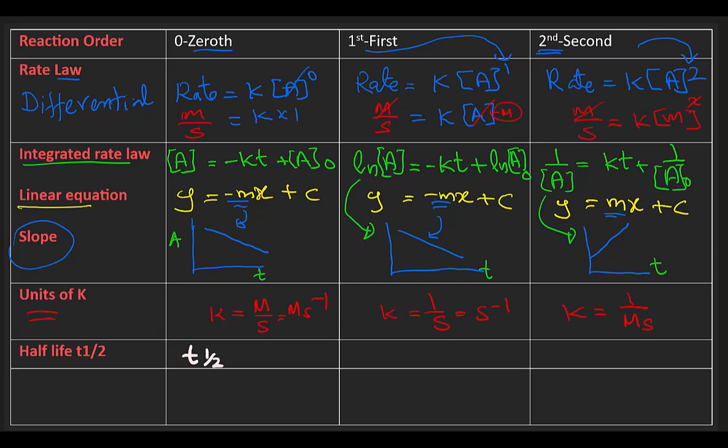Now, the last one, the t half. For the 0th order, t half is the A concentration divided by 2k, where k is the rate constant. For the first order, t half is ln 2 divided by k, which is also 0.693 divided by k. For the second order, t half is 1 over k times the initial A concentration. That's how you compare those. Look at these for my problem solving.